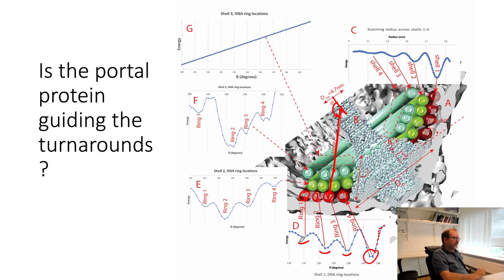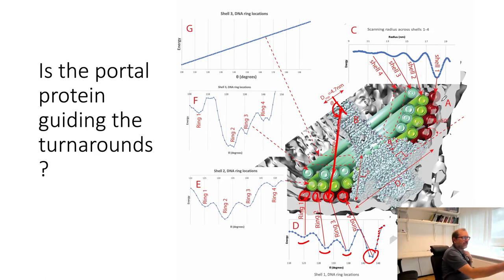And again, they gave us a pretty good idea of where those rings are, and it turns out that they're spaced just about the right distance to be DNA. So that one's not so controversial. And then what we do is we vary the radius now. That's what we're doing up here.